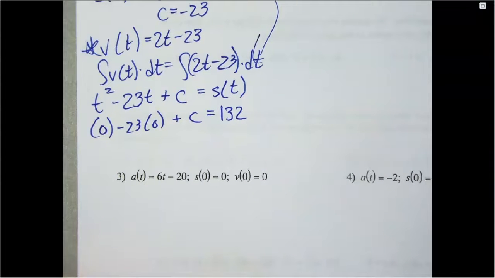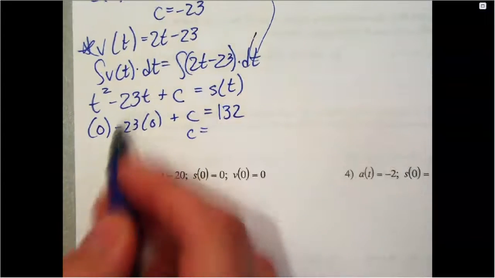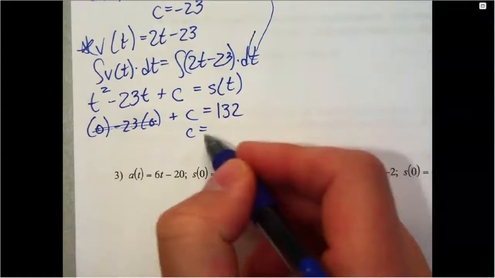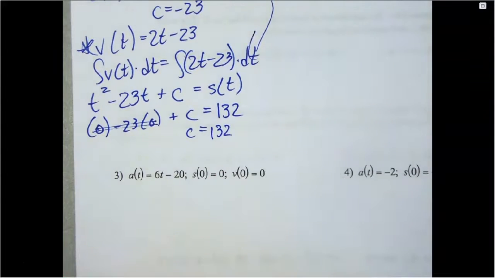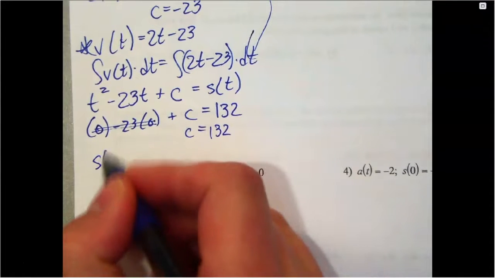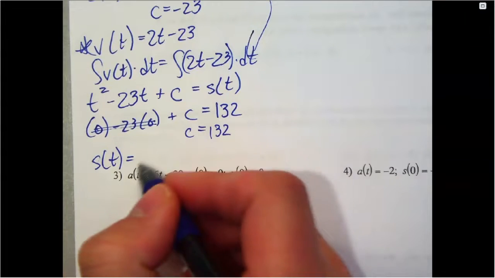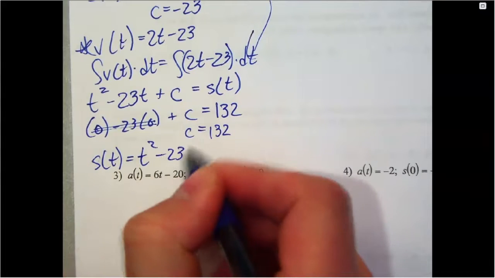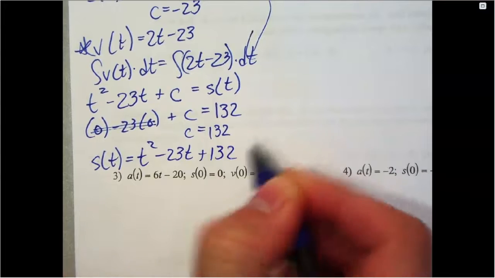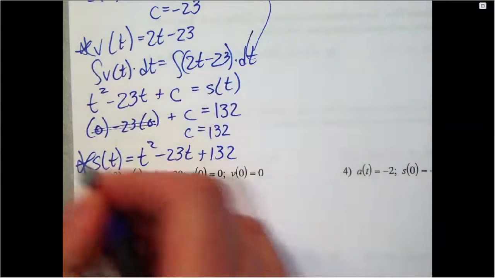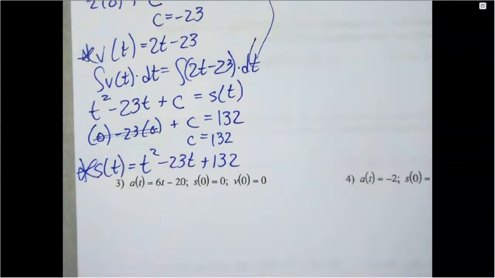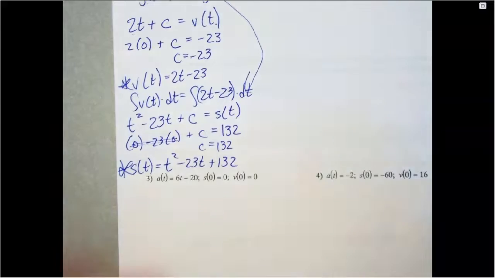Still with me? Yeah. So again, I can solve that pretty easily with C. So C is 132. What thereafter is the true position function, precisely including what is C? So you want to say, okay, s of t equals t squared minus 23t plus 132. These two things that I have asterisks by are the two answers that they're looking for.